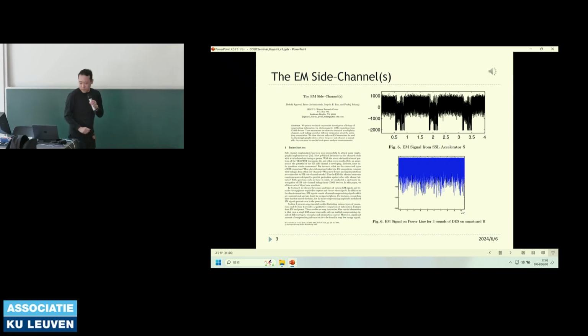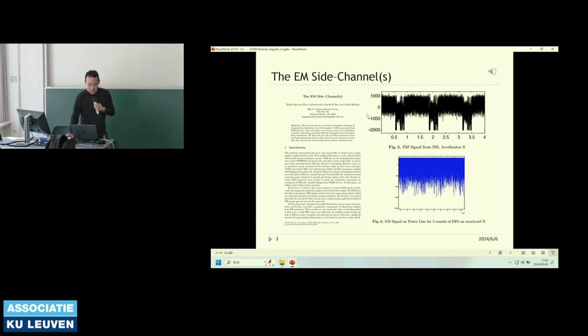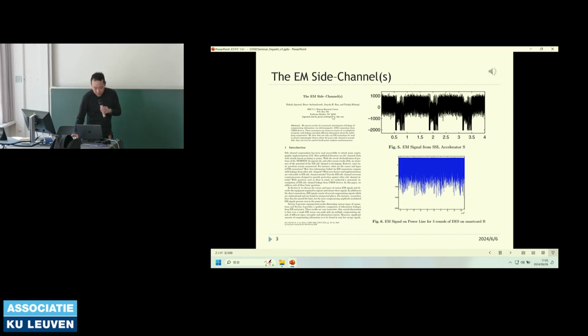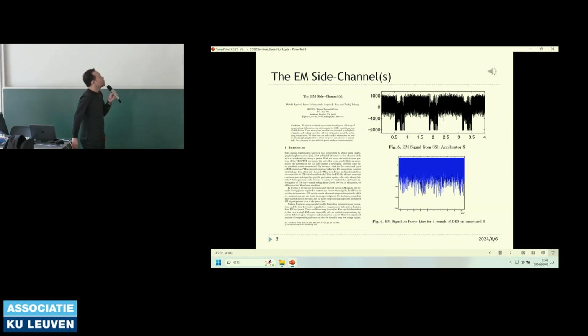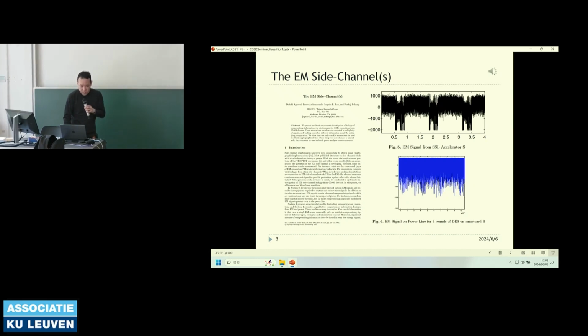One famous paper is EM side channels. The authors are Pankaj and Bruce Archambeault, a very, very famous EMC engineer. This paper targets an SSL accelerator, and the algorithm target is RSA. They catch the EM wave from probably 5 or 6 meters away. They can extract the secret key from the EM wave.